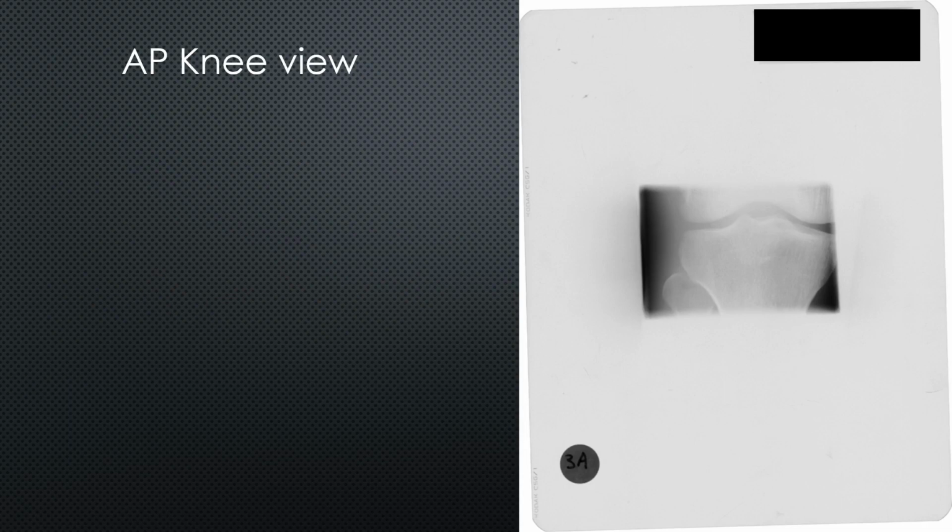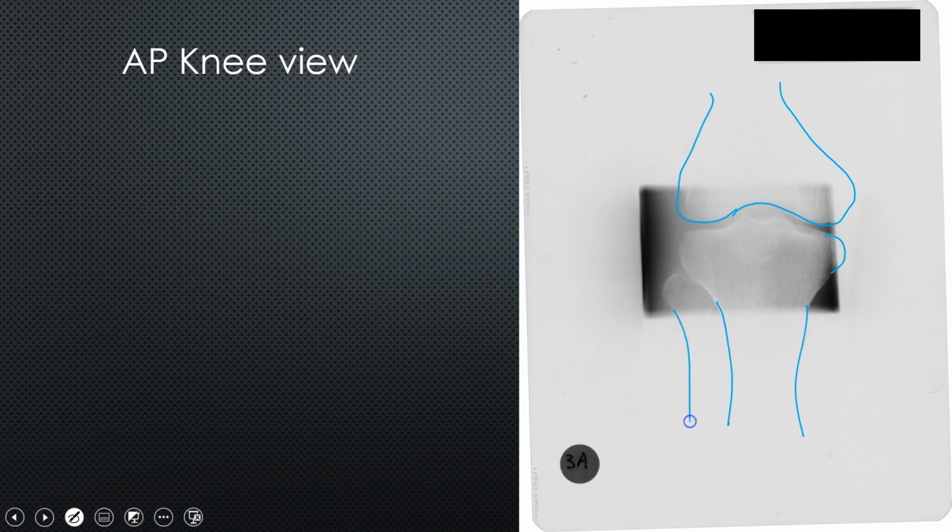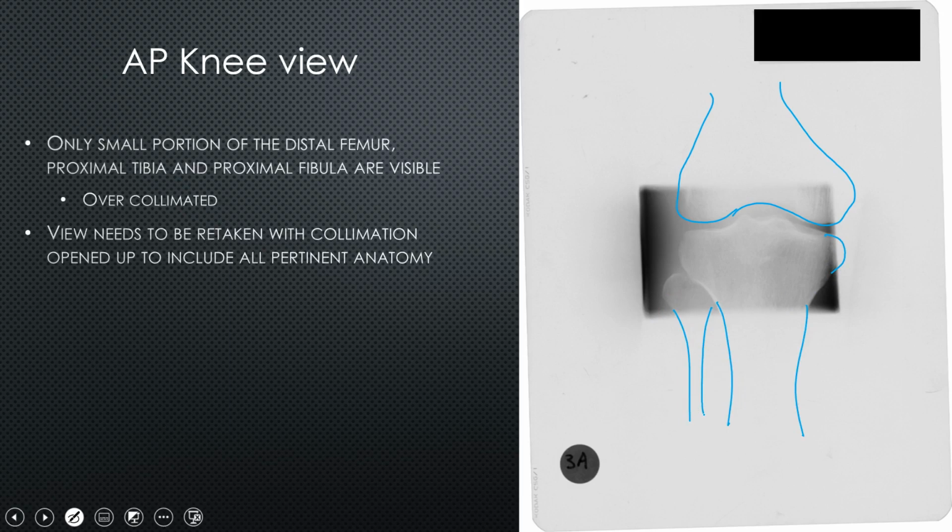And here we have an example of an A to P knee. So if you guys can visualize what an A to P knee should show, you can see that we are missing a good chunk of our distal femur. As we can see, we're also getting a little cut off of this medial aspect of our tibia, and we should see a little more of our tibia and fibula. So as you can see, there's too much collimation.